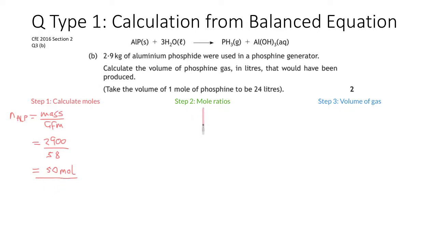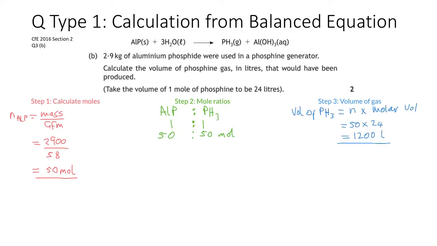On to step 2, where we're looking at the mole ratio in our balanced equation, and it's 1 to 1. That doesn't mean we miss out the step showing the working. We still write it down, but it does make our calculation easier. So the final step is calculating the volume of gas using our molar volume equation. So that gives us an answer of 1200 litres.